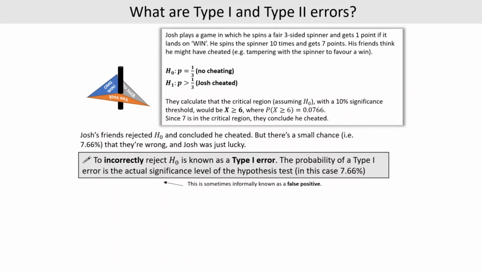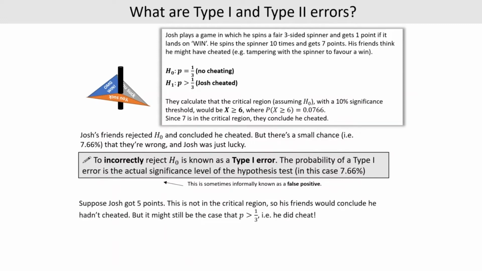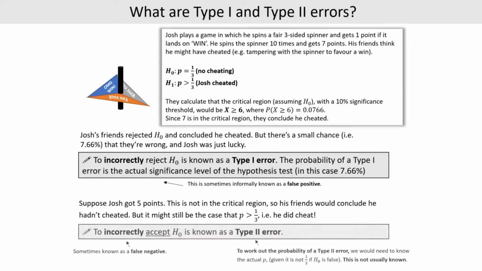What about the other way around? What if Josh had only got 5 points, but he was desperately trying to cheat, just wasn't good at it? Well, that would not be in the critical region, and our hypothesis test would not have indicated or led to us thinking he was cheating, and he would have got away with it. A poor attempt at cheating, he only got 5 successes, but he would have got away with it. Once again, our hypothesis test led to the wrong conclusion. This time round, we've incorrectly accepted H0. This is known as a type 2 error.